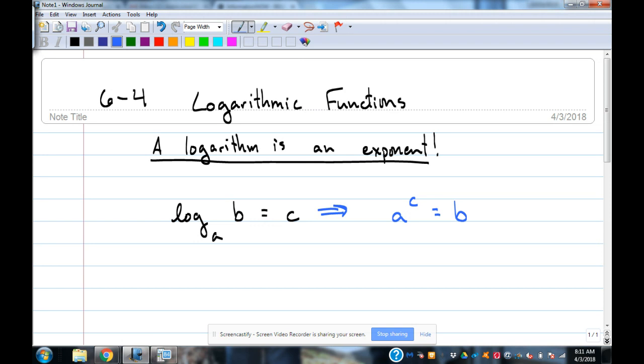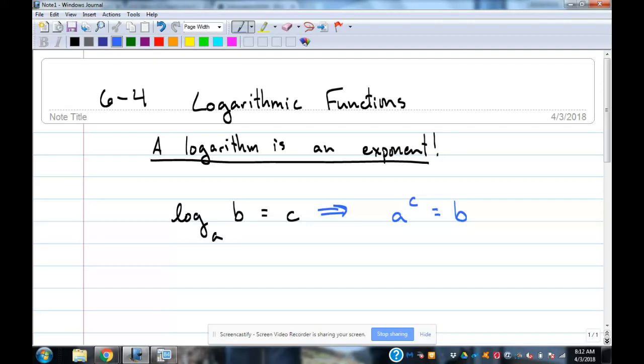There we go. All right, so a logarithm. Log base A of B is equal to C. The log is equal to the exponent. So whatever this base is, is the base of your exponential. Whatever it's equal to is the exponent, and then whatever you're taking the log of is what that exponential is equal to.